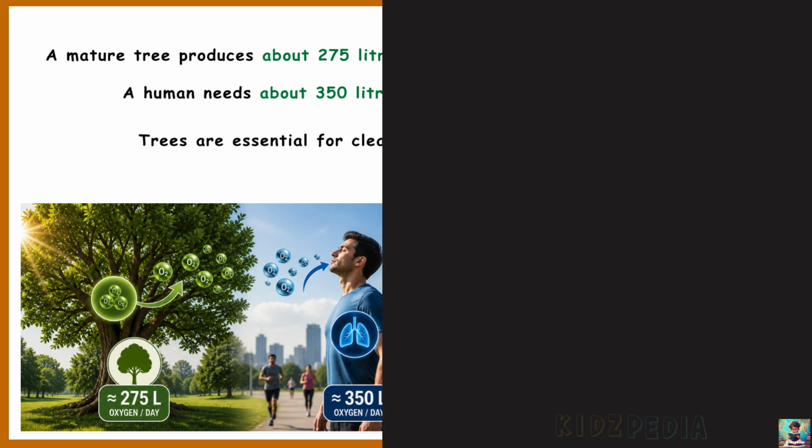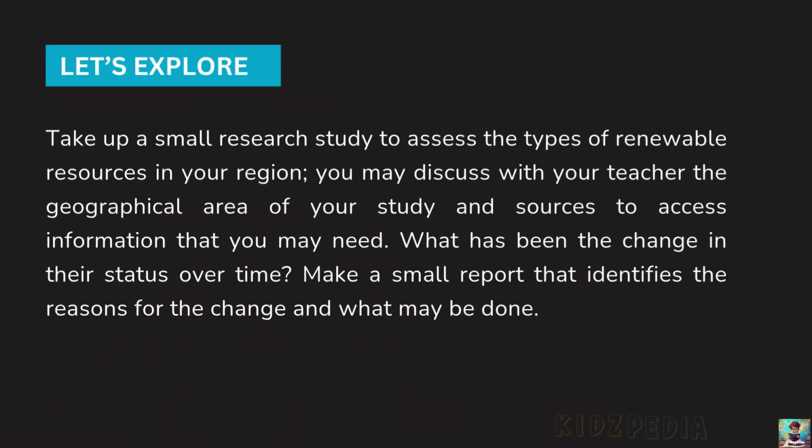Let's explain. Take up a small research study. To assess the types of renewable resources in your region, you may discuss with your teacher the geographical area of your study and sources to access information that you may need. What has been the change in their status over time? Make a small report that identifies the reasons for the change and what may be done.